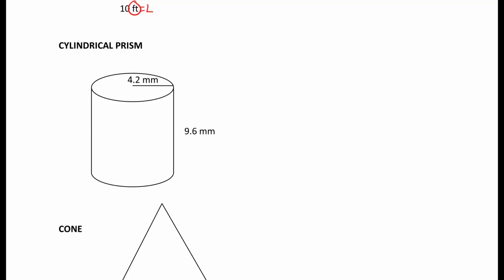The next one we're going to look at is a cylinder, so a cylindrical prism. So we have the formula, which is going to be surface area equals 2 pi r squared plus 2 pi r times our height. Now our r is our radius and our h is our height. When we're looking at this here, 4.2 is going to equal our radius.